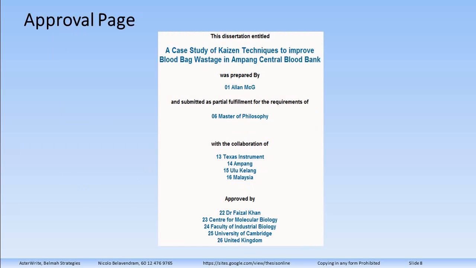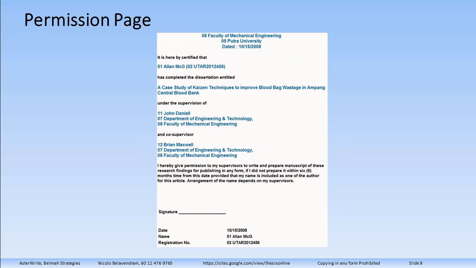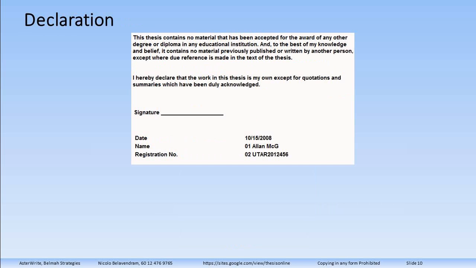Once the title page is synthesized, the approval page is also automatic. Once the approval page is synthesized, the permission page is also automatic. And once the permission page is synthesized, the declaration page is also automatic. Thus, the title page, approval page, permission page, and declaration page are almost spontaneously created following the candidate information and thesis title.